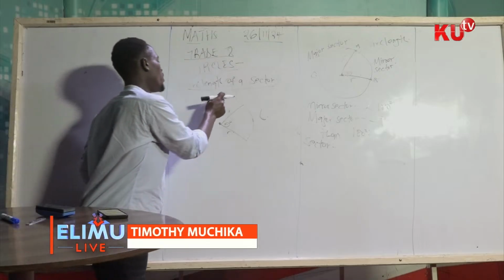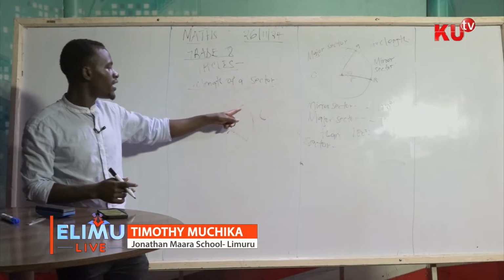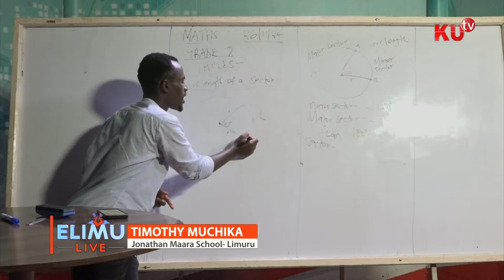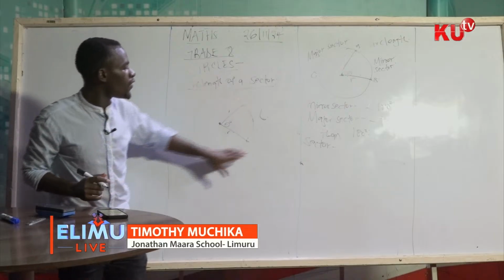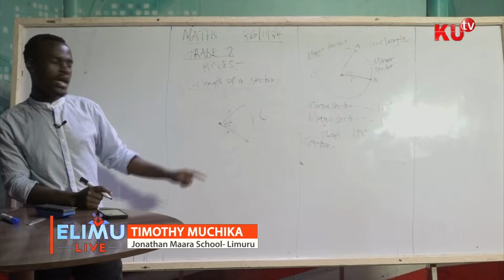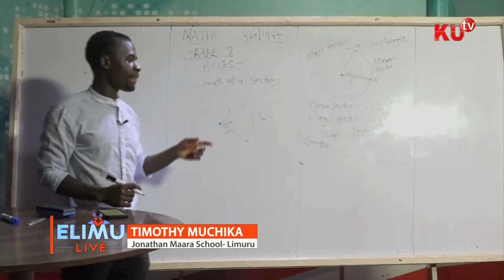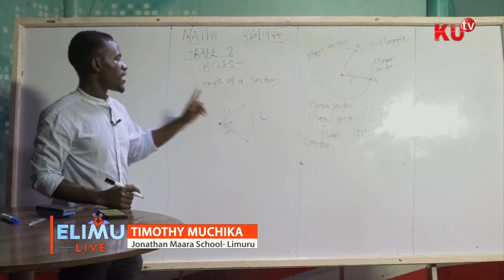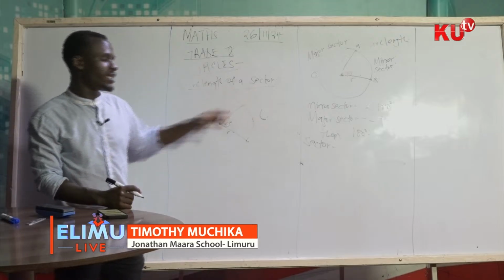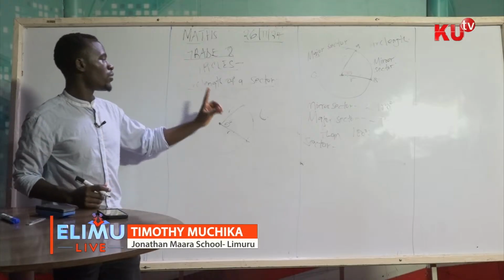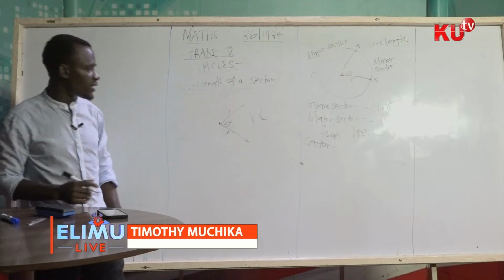Now, I want you to note that when we are working out the arc length of a sector, we are simply finding the distance of the curved part of that particular sector, and it is coming out of the whole circle. We have learned previously in the lower grades how to calculate the circumference of a circle. So today we are not looking at the circumference of a circle, we are just looking at a portion of the circumference of a circle.